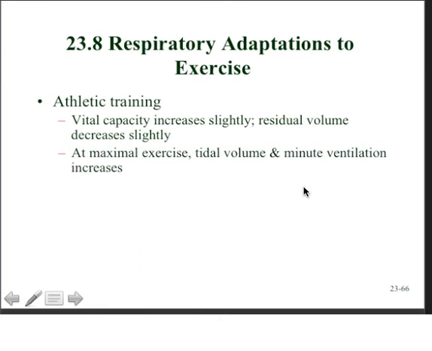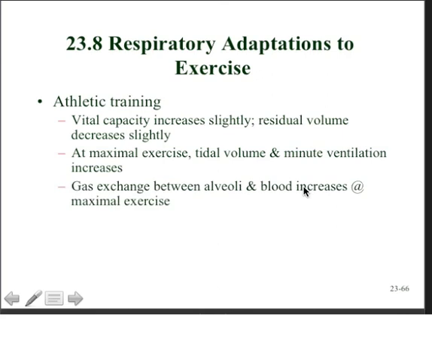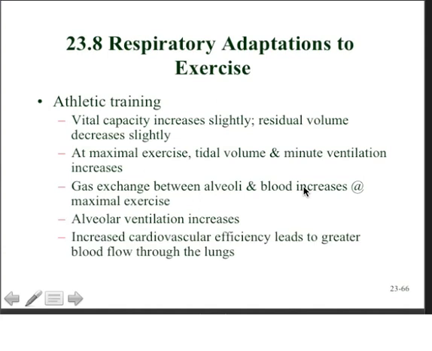At maximal exercise, tidal volume and minute ventilation go up. Why? Because we need more oxygen to the tissues to support the activity. Gas exchange between the alveoli and the blood increase at maximal exercise, as does alveolar ventilation. Increased cardiovascular efficiency leads to greater blood flow through the lungs. Makes sense, right? You're going to breathe more rapidly. You're going to load more oxygen into the blood per unit time. To keep up with this, what's going to happen to the heart rate? It's going to beat more rapidly, and it's going to beat with more power. And the whole point of that is to get the oxygen to the tissues that need it in order to support the activity.